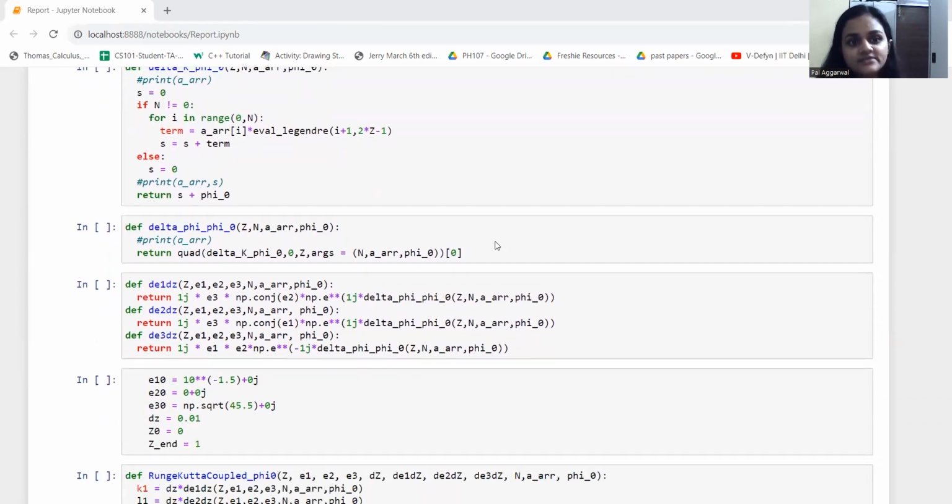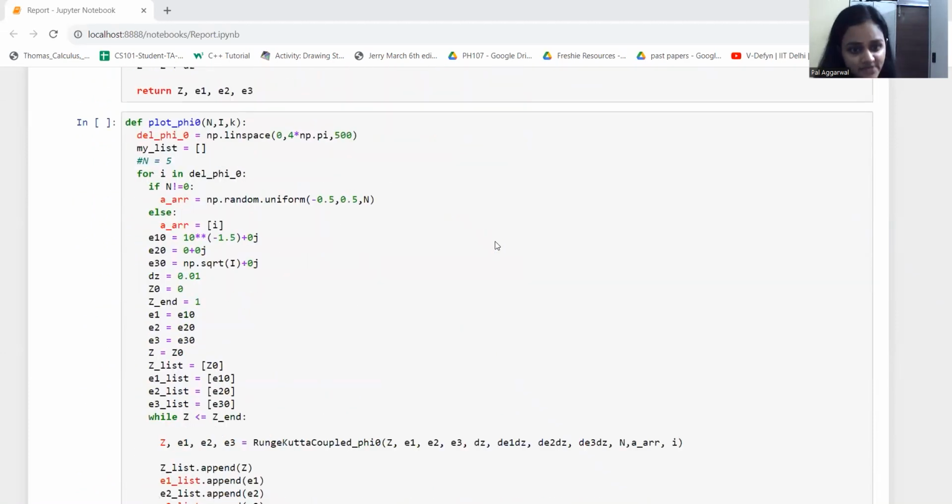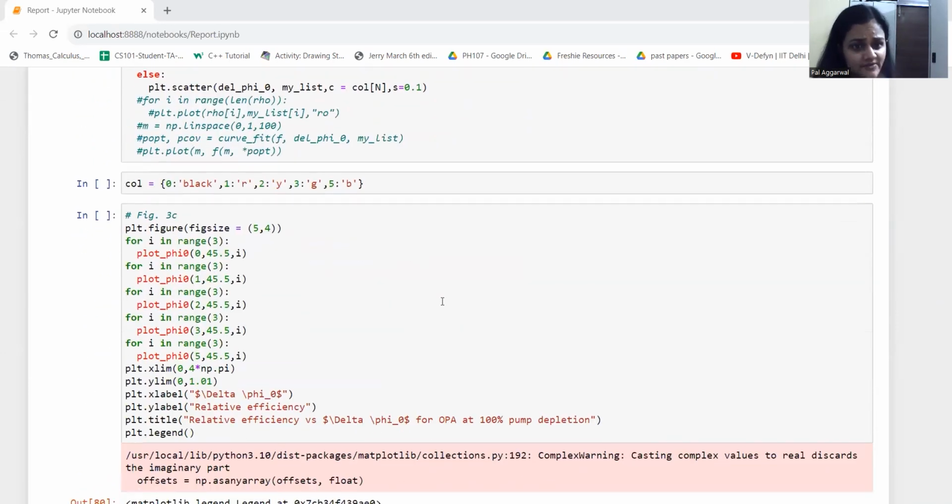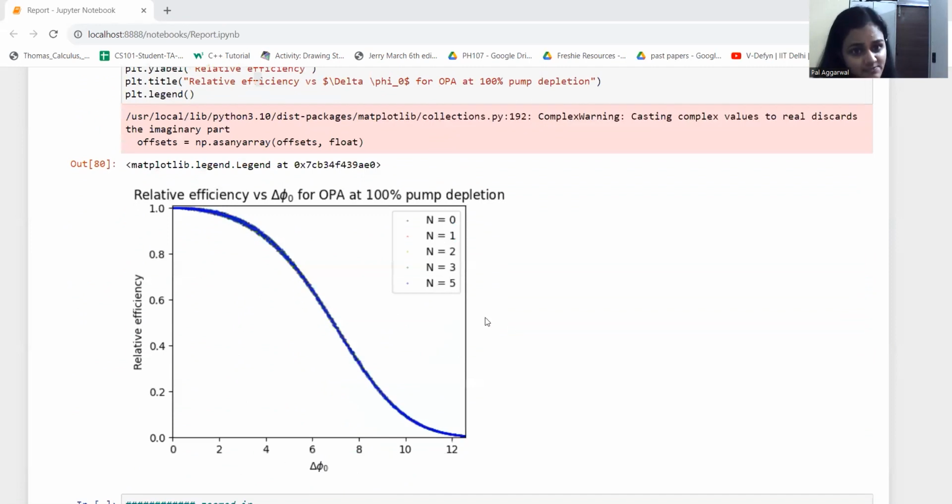So again, we have delta k, delta phi, we have the three equations, and once we solve them and plot the relative efficiency as a function of delta phi naught, we get this plot. This is similar to what we got in the case of SHG, that is, the relative efficiency is decreasing with delta phi naught. But one difference to note here is that if we recall, in the case of SHG, there was a nice spread in the relative efficiencies for a given value of delta phi naught also. So basically, there was a spread for the higher values of n. The plots for n equal to 0 and n equal to 1 were more or less coincident with each other. But for the higher values, the values were actually varying for the 100 simulations.